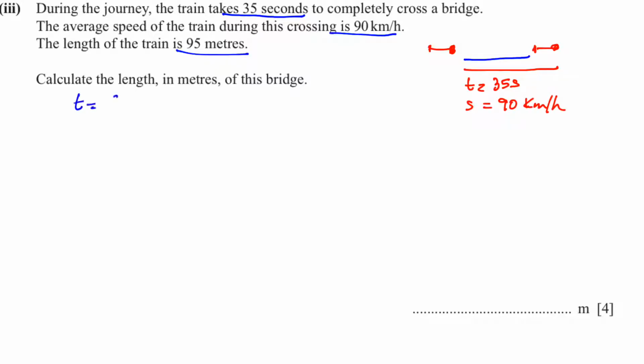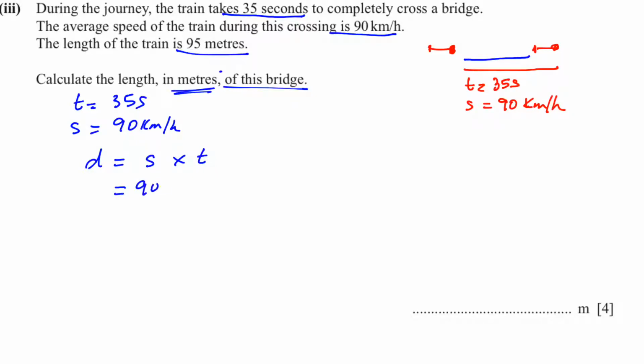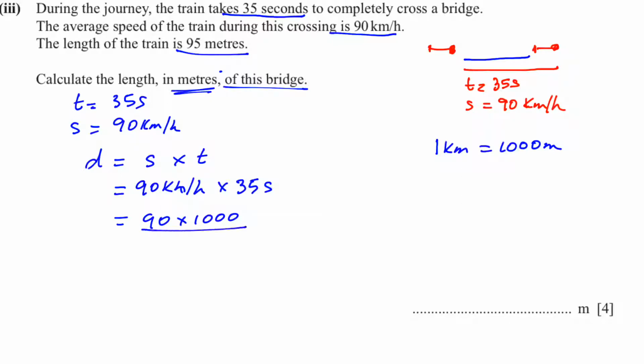We have the time, the speed, and we have to find the length of the bridge, that is the distance. To find the distance we use speed times time. We have 90 kilometers per hour and the time is 35 seconds. 1 kilometer equals 1000 meters, and so we will do 90 multiplied by 1000. They asked us to change it into meters, and per hour means we divide by 1 hour, but we have seconds here, so we have to change it into seconds.